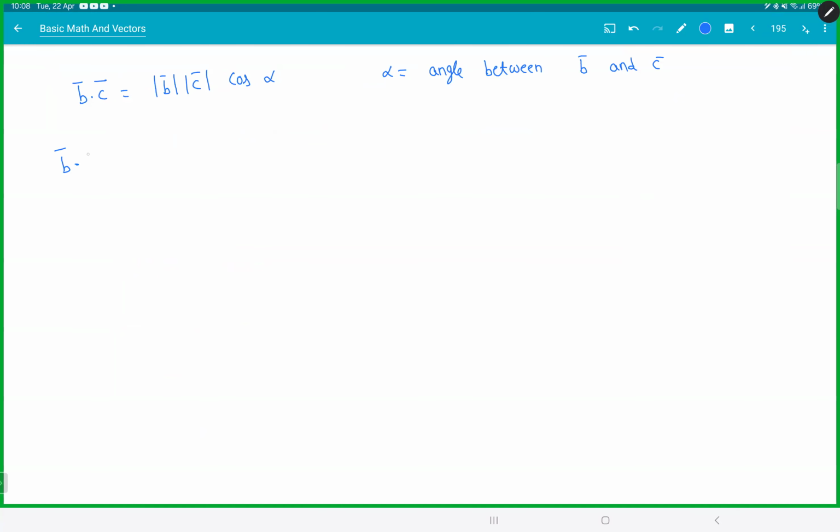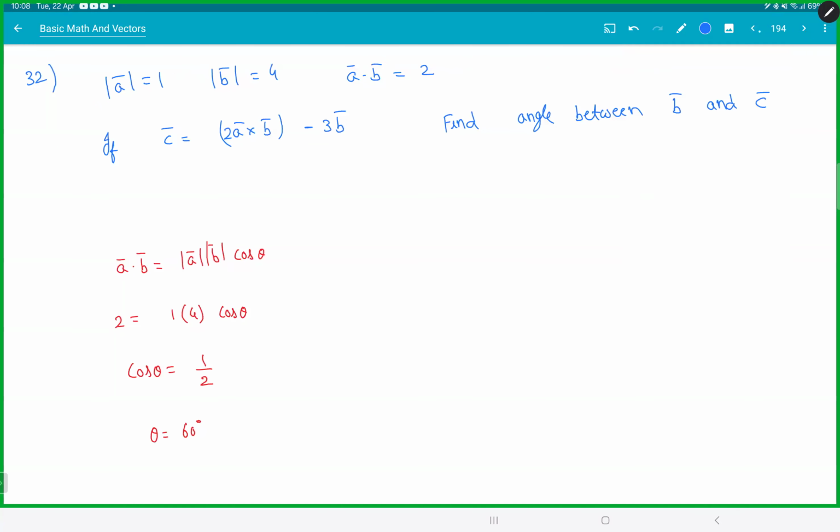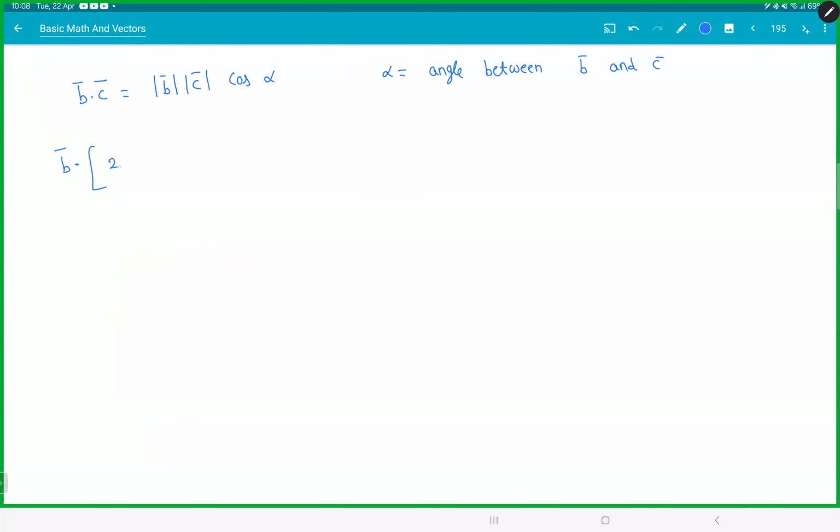So B bar dot C bar will be B bar dot (2A cross B minus 3B bar). And this will be mod B bar, and this will be mod C bar, which is again 2A cross B minus 3B bar. Remember, 2A cross B itself is a unit vector. Times cos alpha. Now, can you do something? I'll give you a minute. Now, try.